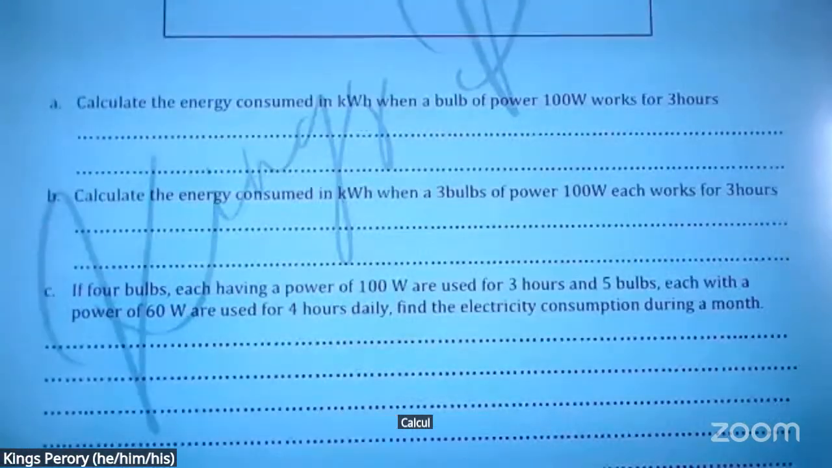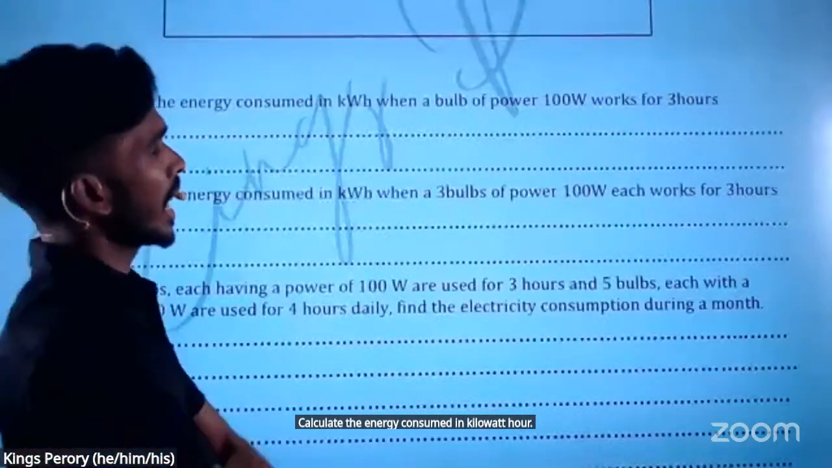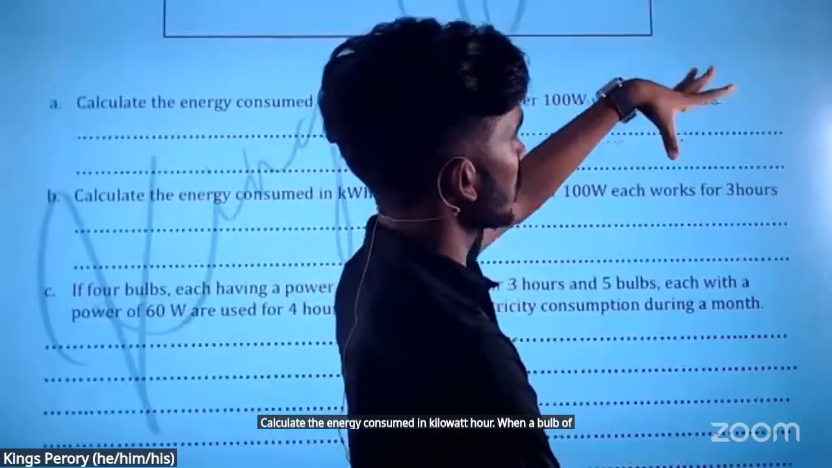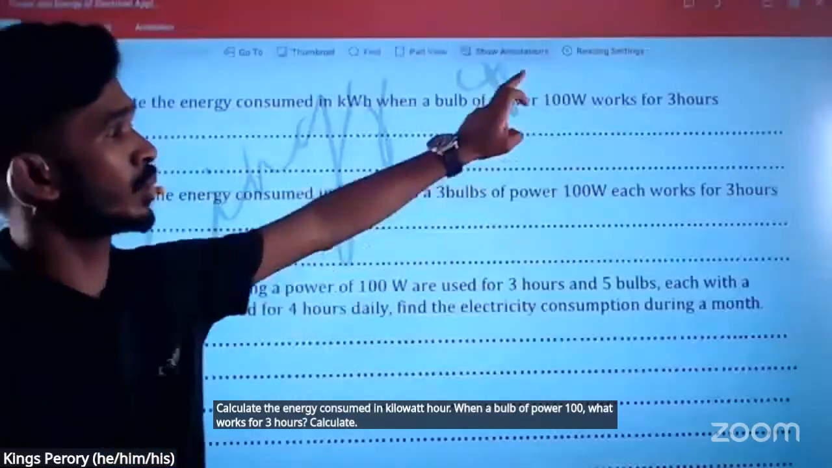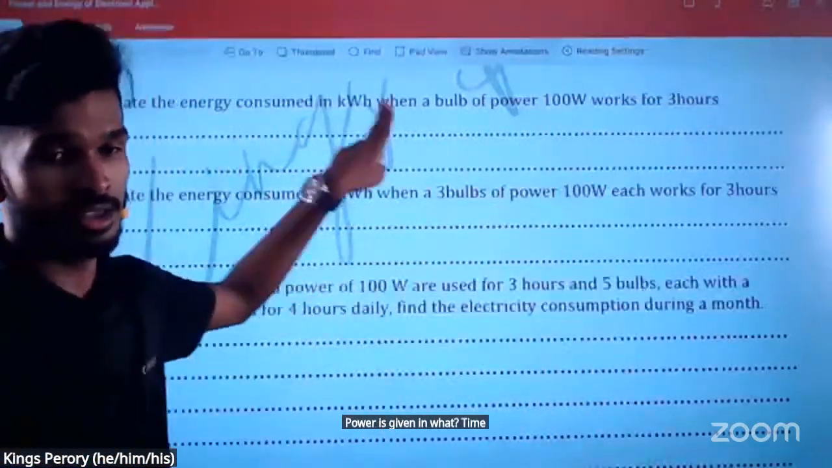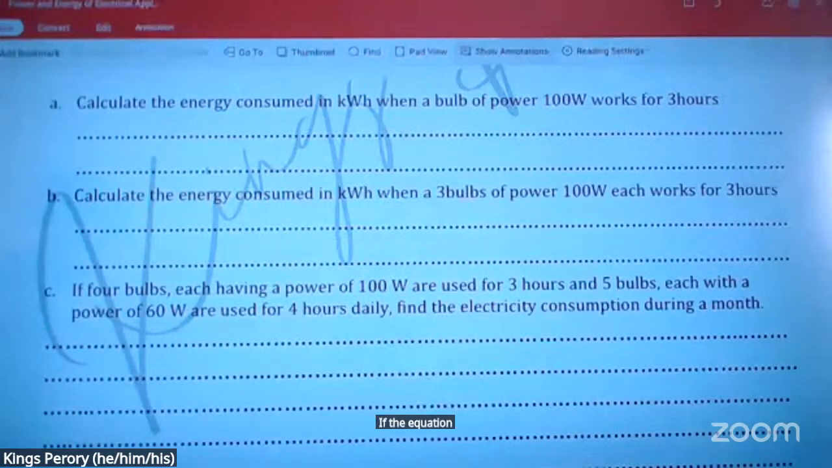Calculate the energy consumed in kilowatt hour when a bulb of power 100 watt works for 3 hours. Power is given in watt, time is given in hours. They're asking the energy in kilowatt hour. Use the equation. 0.3 kilowatt hour.